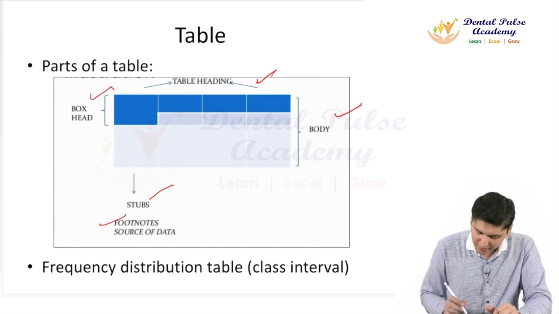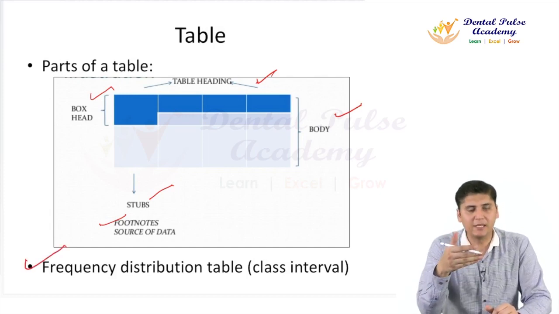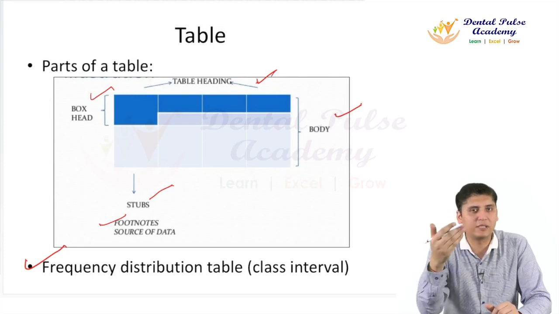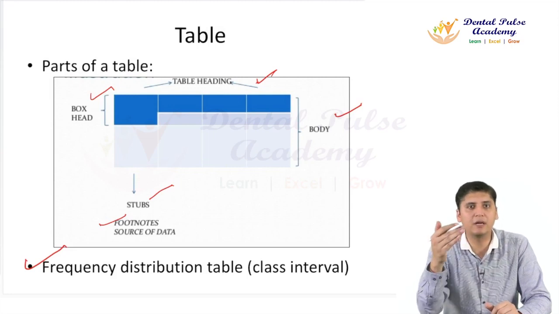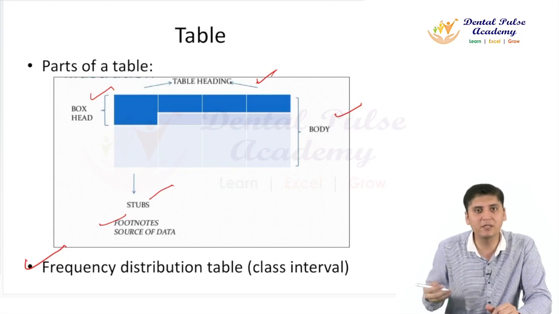However, there is a different category of table called a frequency distribution table, which may display the data in class intervals. Class interval means small ranges. For example, when you have age groups 0 to 10 years, 11 to 20 years, 21 to 30 years. So when that class interval is there, we consider it a frequency distribution table.